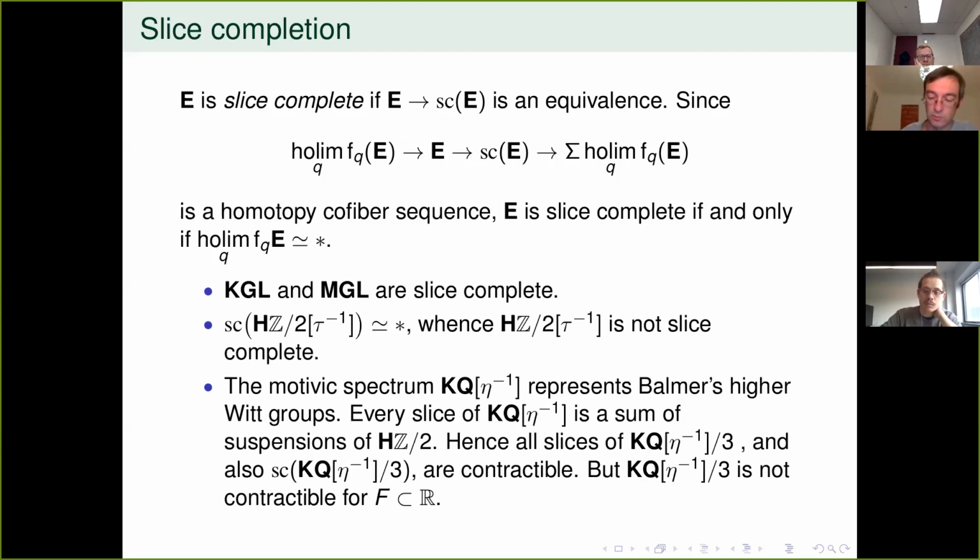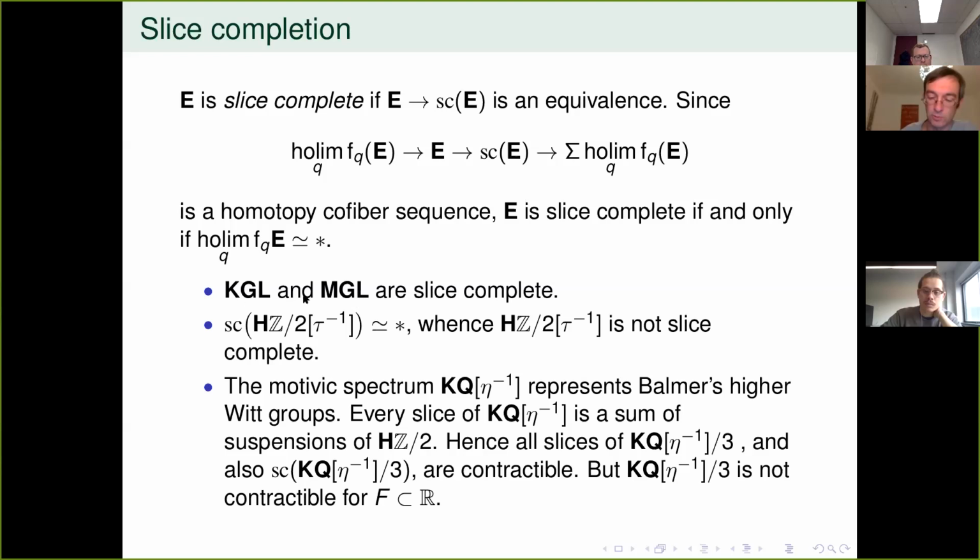And now we have some examples. I hope you remember these three different filtrations I gave you, one of them being the very effective slice filtration. And we've already seen that for MGL and KGL, so the Thom spectrum and algebraic K-theory, the effective slice filtration coincides with the very effective slice filtration. And by its construction, the very effective slice filtration is a Hausdorff filtration, which means that the homotopy limit of the very effective Qth covers of any motivic spectrum is contractible because the connectivity increases.